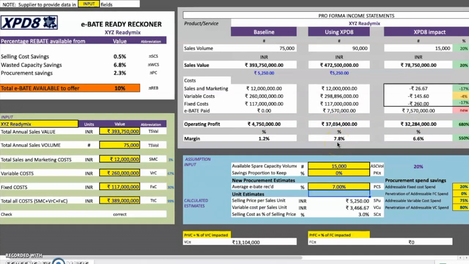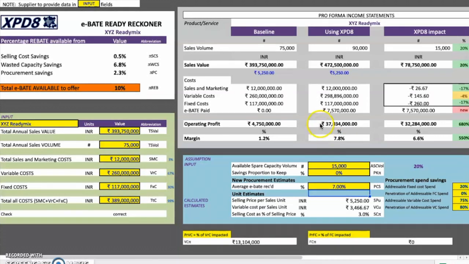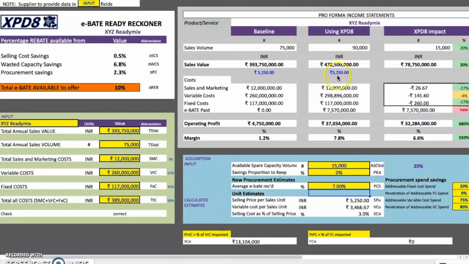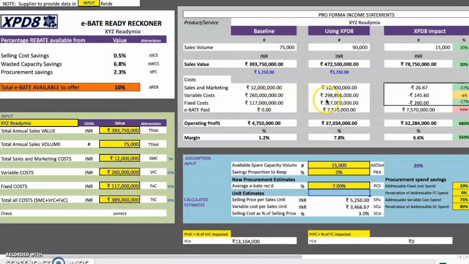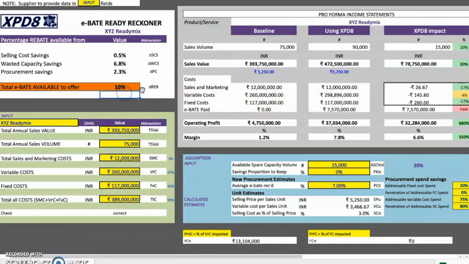Looking at the P&L impact in more detail, you can see that the volume has obviously increased, whilst the sales price remains unchanged since the additional sales are motivated by the rebate. Sales and marketing costs remain unchanged since the additional sales are all achieved through the platform. Variable costs increase in line with the additional volume, and fixed costs remain unchanged. The cost of funding the rebate of 10% on the additional sales is deducted to generate the revised operating profit.